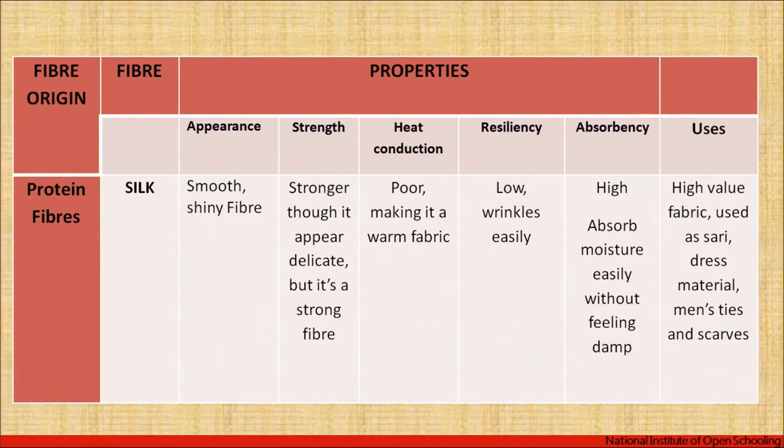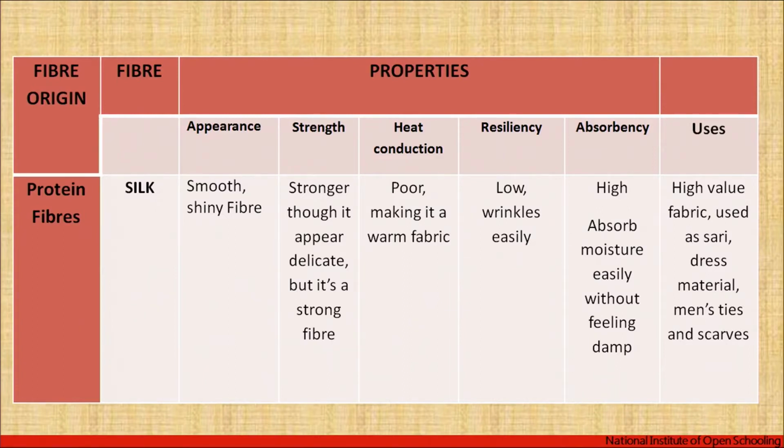So we can say the appearance of silk fabric is smooth and shiny, and the strength is also high. Though it appears delicate, it is known as a strong fiber compared to other fibers like cotton and linen. It is a poor conductor of heat, making it a warm fabric. We usually wear it in which season? In winter season. Resiliency is low, it wrinkles and creases easily.